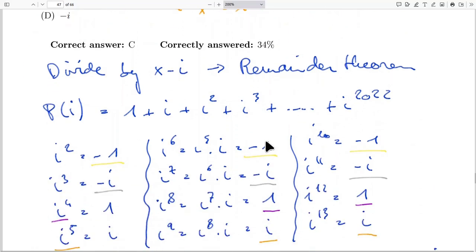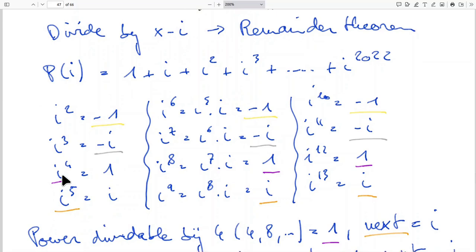Now if we start with i squared, that's obviously minus 1, right? I to the third is minus 1 times i, so minus i. I to the fourth is i squared times i squared, so minus 1 times minus 1 is 1, and i to the fifth is i to the fourth times i, so 1 times i is i. Then i to the sixth is i to the fifth times i, so i times i gives you minus 1, and that's the same as this one.